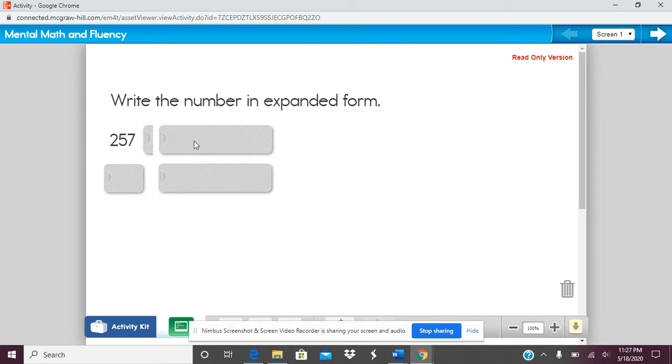Our first number is 257. Go ahead and write the expanded form number model for 257. I am going to move quickly, so pausing after I give you the number might be a really good idea. All right, you should have that number written as 200 plus 50 plus 7.